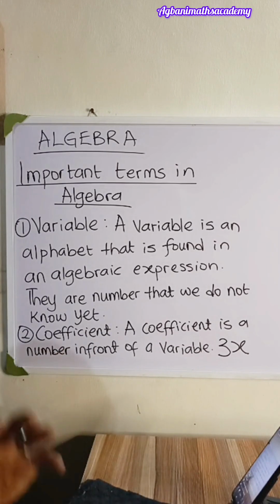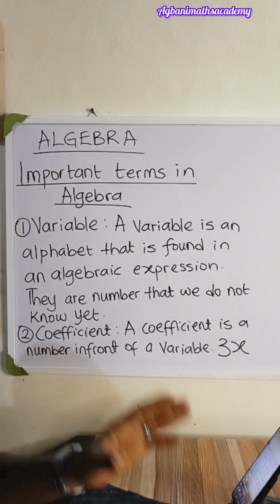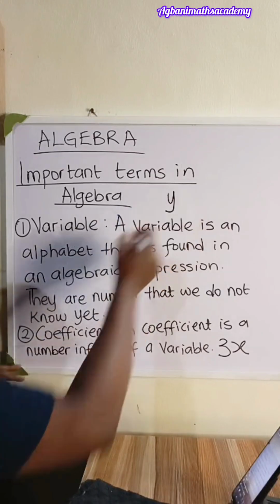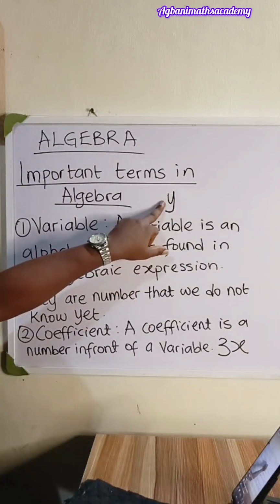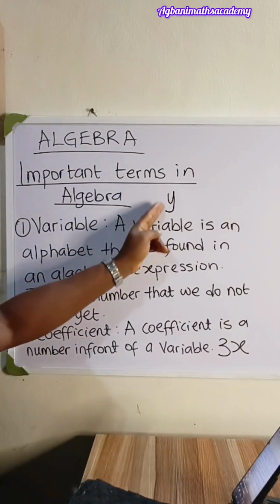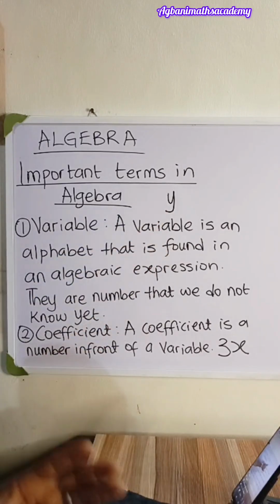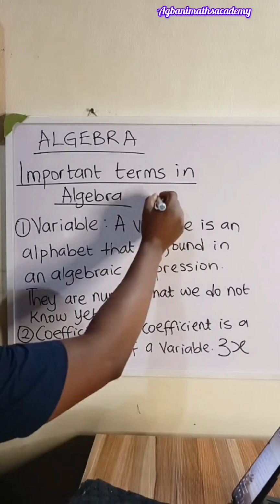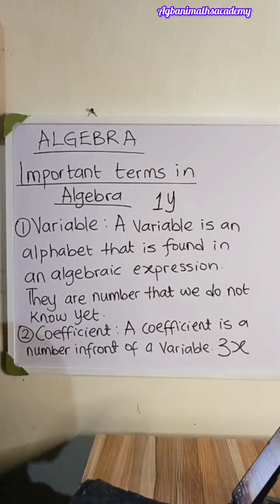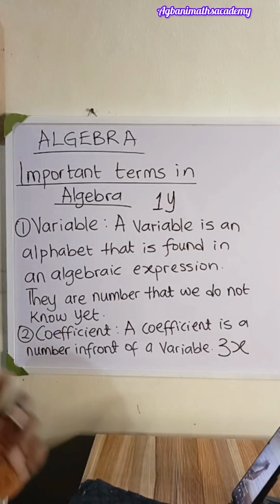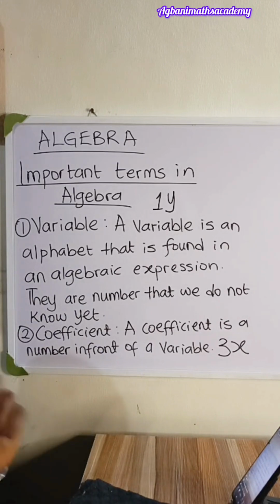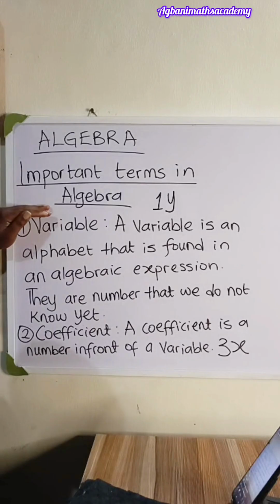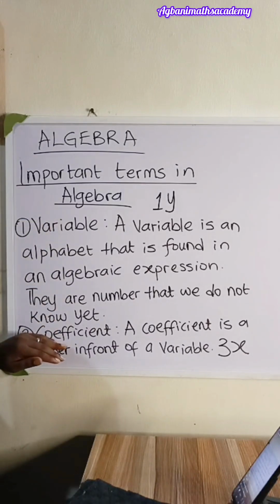In some situations, you might see a variable without a coefficient. For example, if I have y, this is a variable y, but there is no number in front of it. Whenever you see a variable without a coefficient in front of it, you should know that the coefficient there is 1. Okay? So we have seen what variables are, and we've seen what coefficients are.